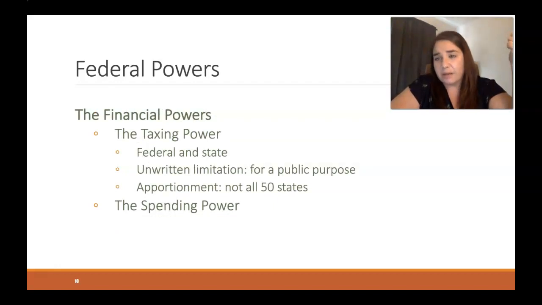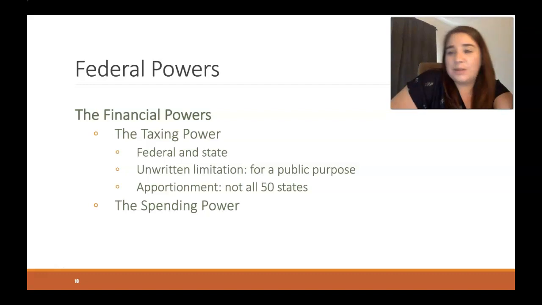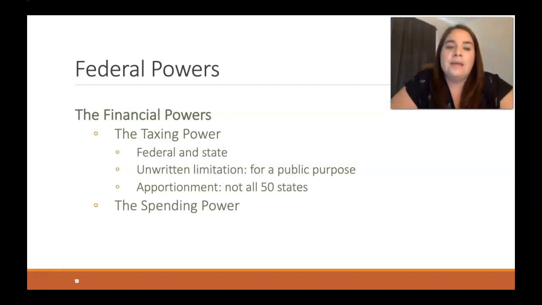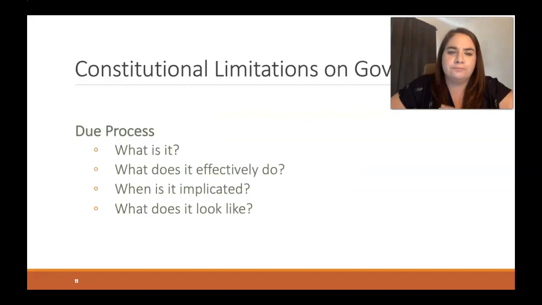Now, some other powers that the feds have. Taxing power, talked about that. The spending power, so they get to spend that tax money that they collect. Wouldn't it be funny if we gave them a taxation power and then didn't allow them to spend it? Right? So there's an unwritten limitation, because it's not written in the Constitution, that all federal spending has to be for a public purpose, if they catch it. And then taxation is apportioned. So not all of the 50 states utilize state apportionment, but it is apportioned through the feds.